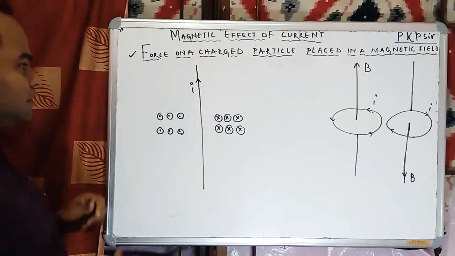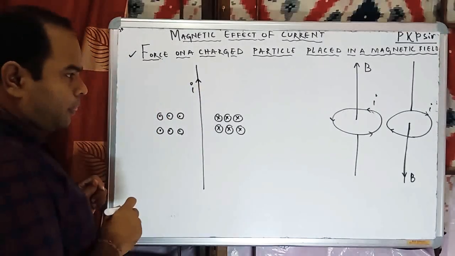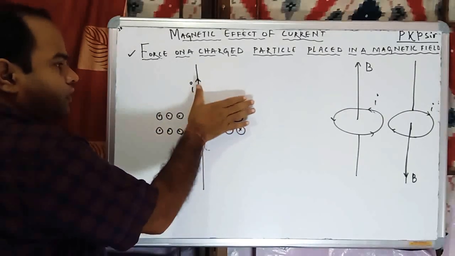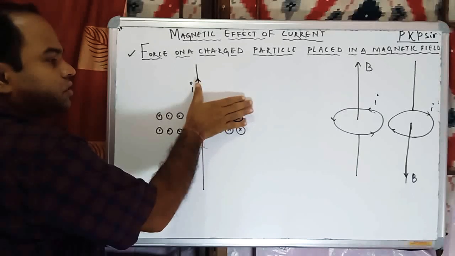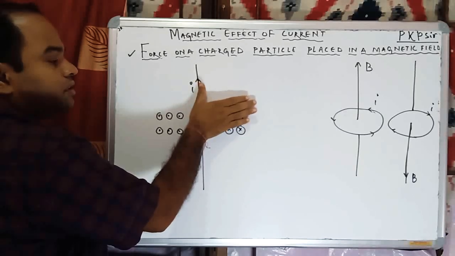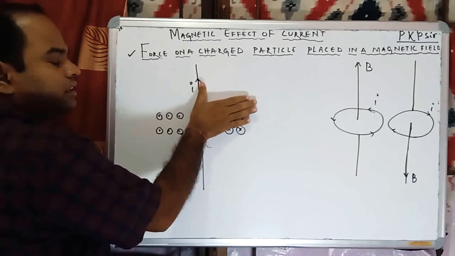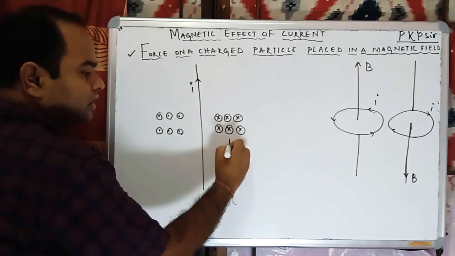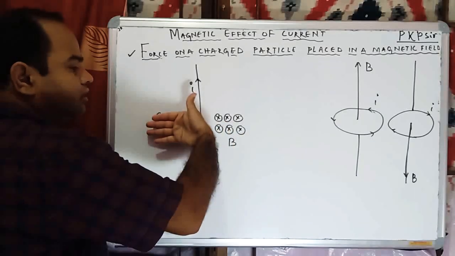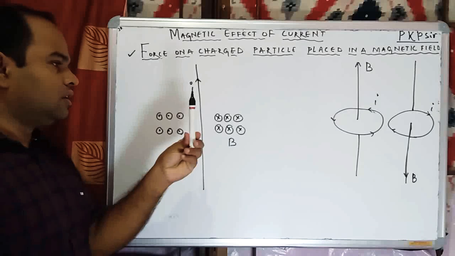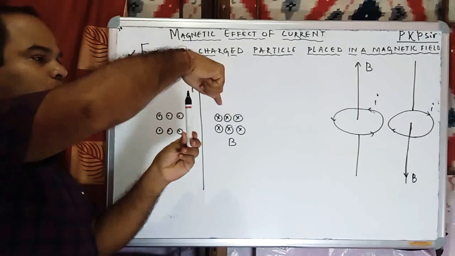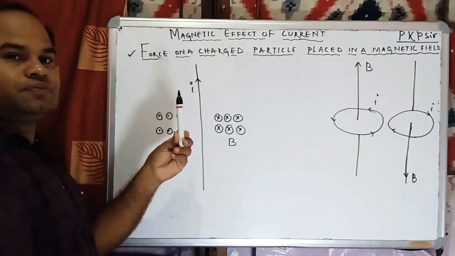Okay, so if I say this is the current carrying conductor, then at this place the magnetic field is outward. The thumb represents the direction of current, the fingers represent the direction of magnetic field, and the direction of the palm represents the direction of magnetic field, that is inward. So at this place the magnetic field will be inward, at this place it is outward. Or you can say if this is the current carrying conductor, the magnetic field is anti-clockwise. So at this place inward, at this place outward.